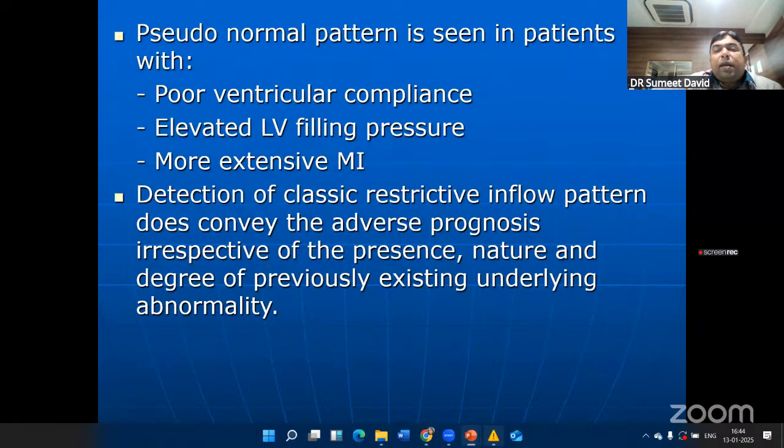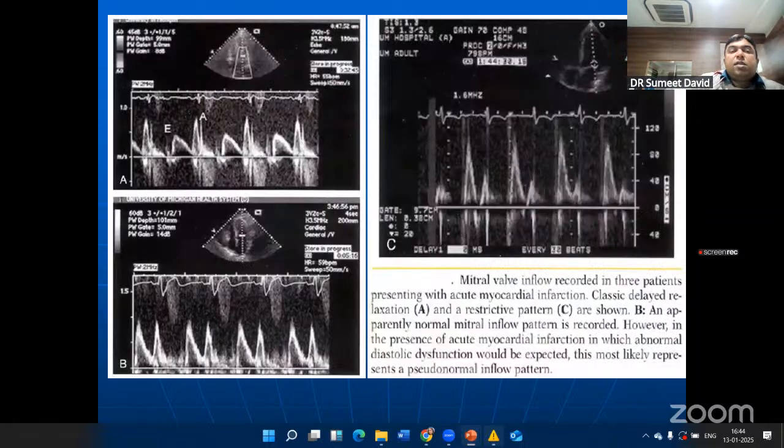So pseudo-normal pattern is seen, that is grade 2, which I showed you before. Poor ventricular compliance, more extensive MI, elevated LV pressure. So detection of classic restrictive inflow pattern does convey the adverse prognosis, irrespective of the presence, nature, and degree of previously existing underlying abnormality. So this is how the diastolic dysfunction looks like in a graph when we put a PW Doppler on the mitral valve.